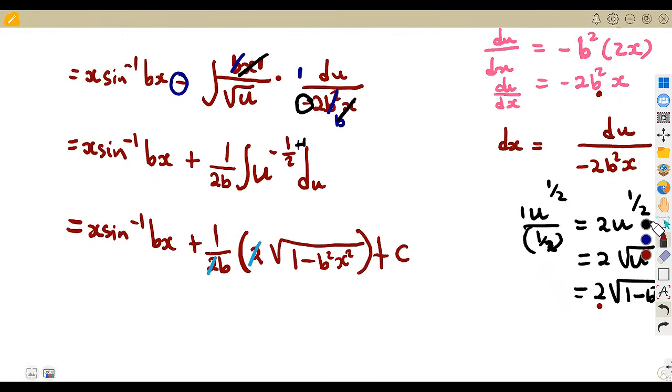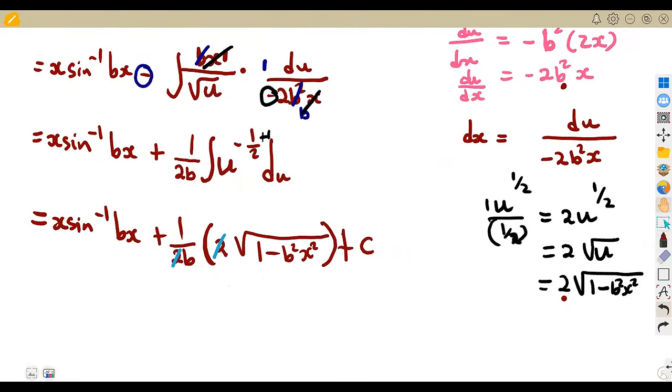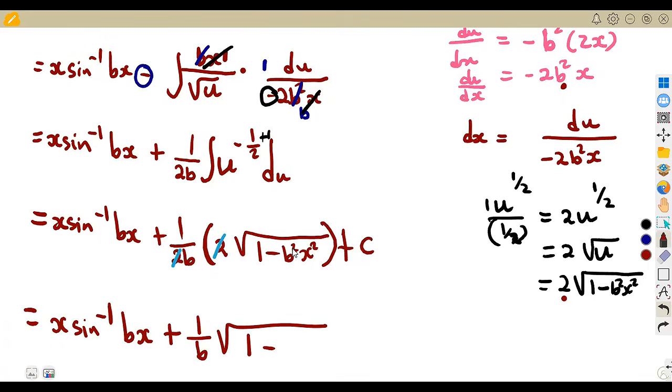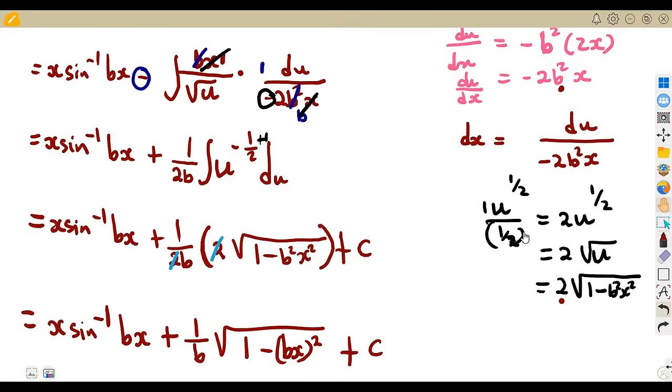So let us write our final answer. Let us just finalize our answer. So this will be equal to x sine bx like this, plus, so like I said, this and this cancel, so you are left with 1 over b. So it is going to be 1 over b, the square root of 1 minus, like I said, you can leave it like b squared x squared, or you can write it as bx squared like this in your final answer. It's just one and the same thing. So that is going to be our integral at the end. This is what you're supposed to get at the end.